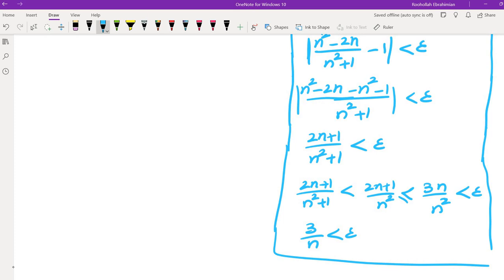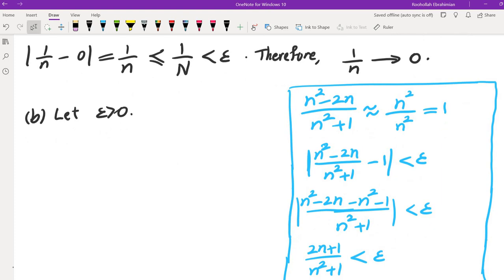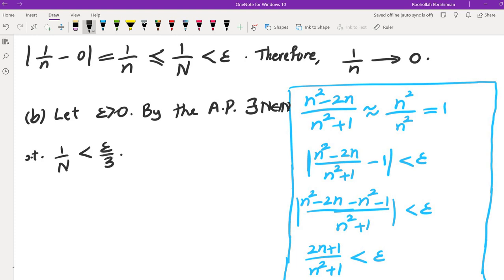And again, this can be written as 1 over n less than epsilon over 3, which is again another instance of the Archimedean property. So this is going to be my work on the side, which is not part of the proof. So we're going to work on that, and I'm going to write that down in black. So on the left, I'm going to write down the actual proof. By the Archimedean property, there is some natural number N such that 1 over N is less than epsilon over 3.